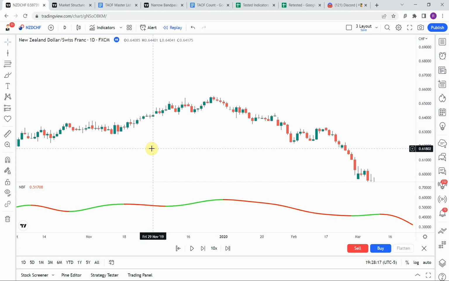Today we will be looking at an advanced testing of the narrow bandpass filter indicator.